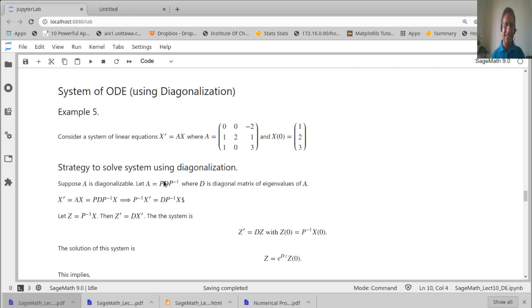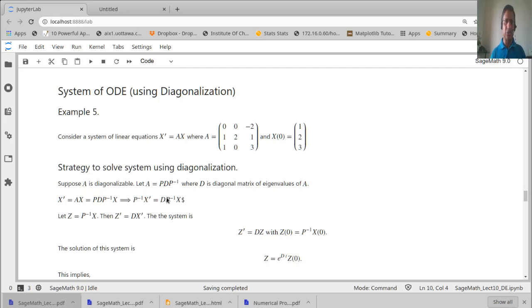In case A is diagonalizable, that means there exists a non-singular matrix P of eigenvectors, such that A can be written as P D P inverse, where D is the diagonal matrix of eigenvalues. Now put this A in this differential equation, so x dash will become P D P inverse x. Now multiply both sides by P inverse. The left hand side will become P inverse x dash is equal to D times P inverse x.